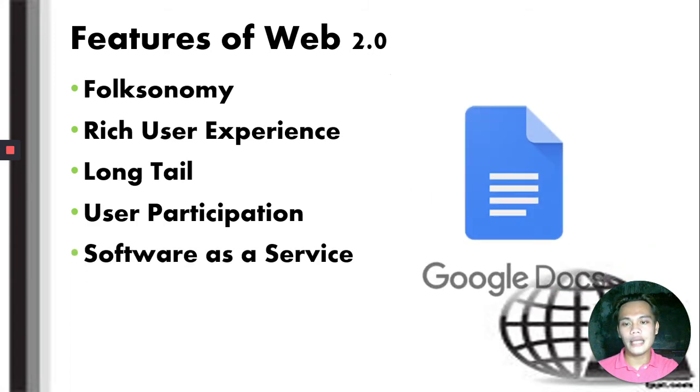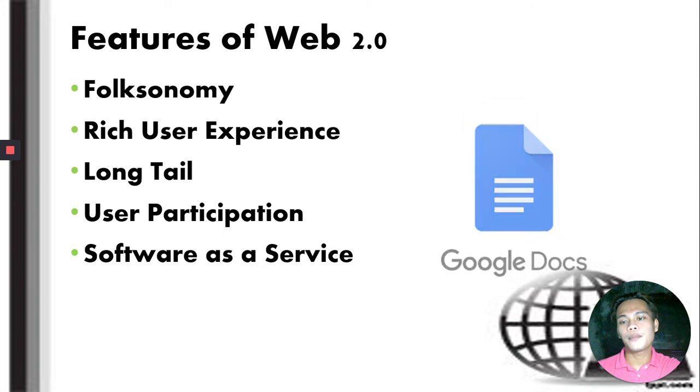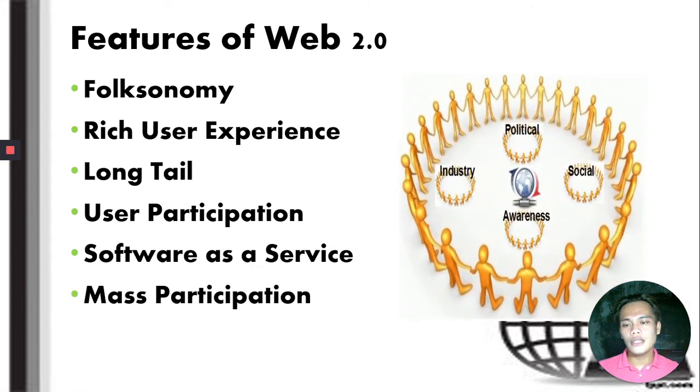Next one is software as a service. Users will be able to subscribe to a software only when needed rather than purchasing it. So for us to not spend a lot of money, we will be using this one, because this is the cheaper option if you do not always need to use a software. Next one is mass participation. This is a diverse information sharing through universal web access. Okay, so those are the features of Web 2.0.